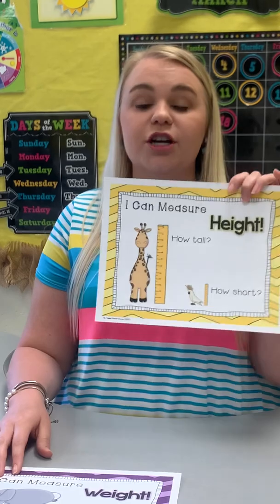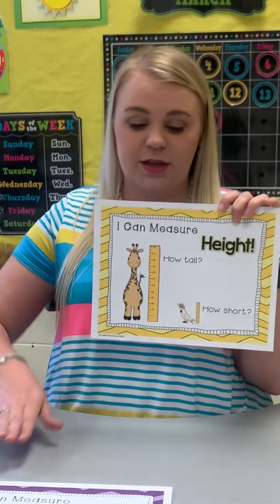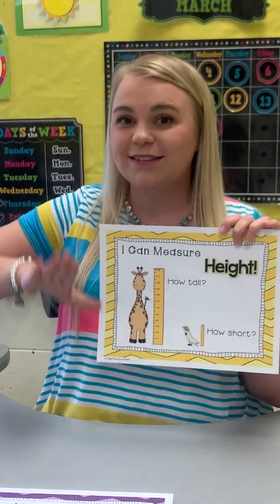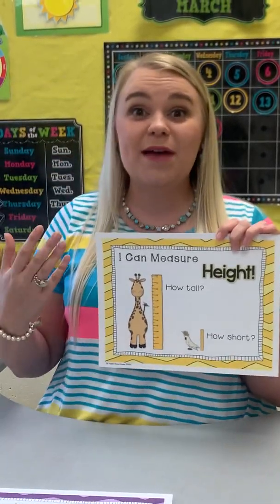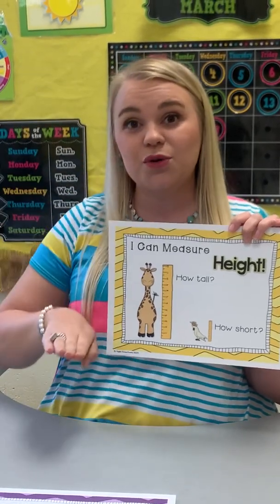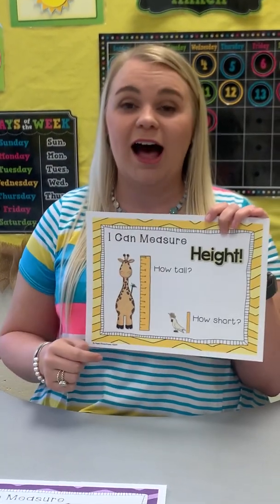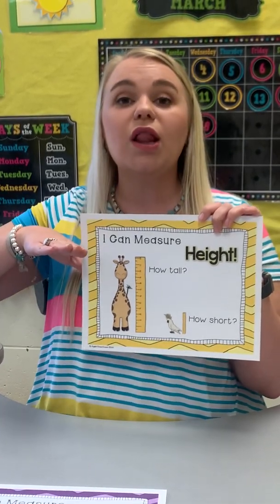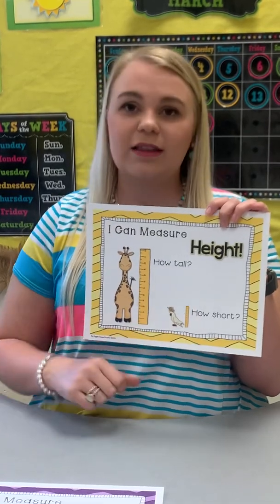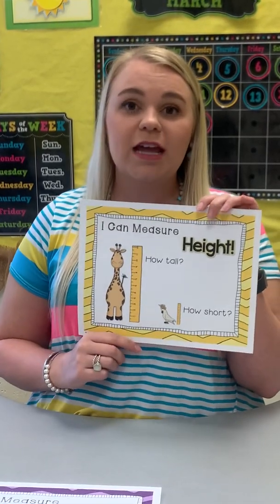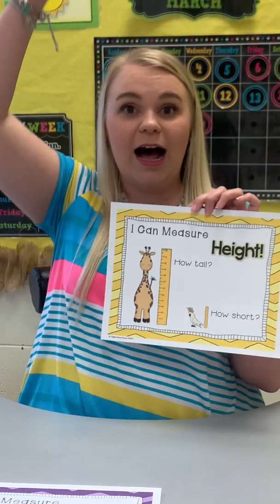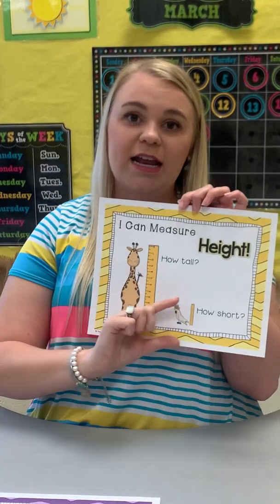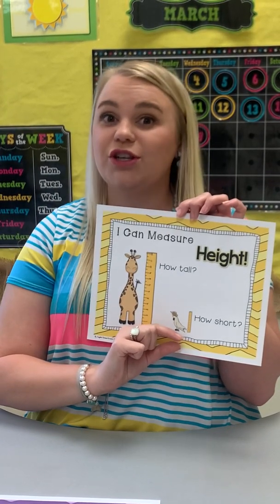Another way that we can measure is we can measure the height of something. Everyone say high, tall. Your turn. So we can measure how tall or short something is by measuring the height. Remember, the height measures how tall like a giraffe, or short like the birdie. Okay? If it's taller, it goes up higher towards the ceiling or towards the sky. If it's shorter, it's shorter to the ground.